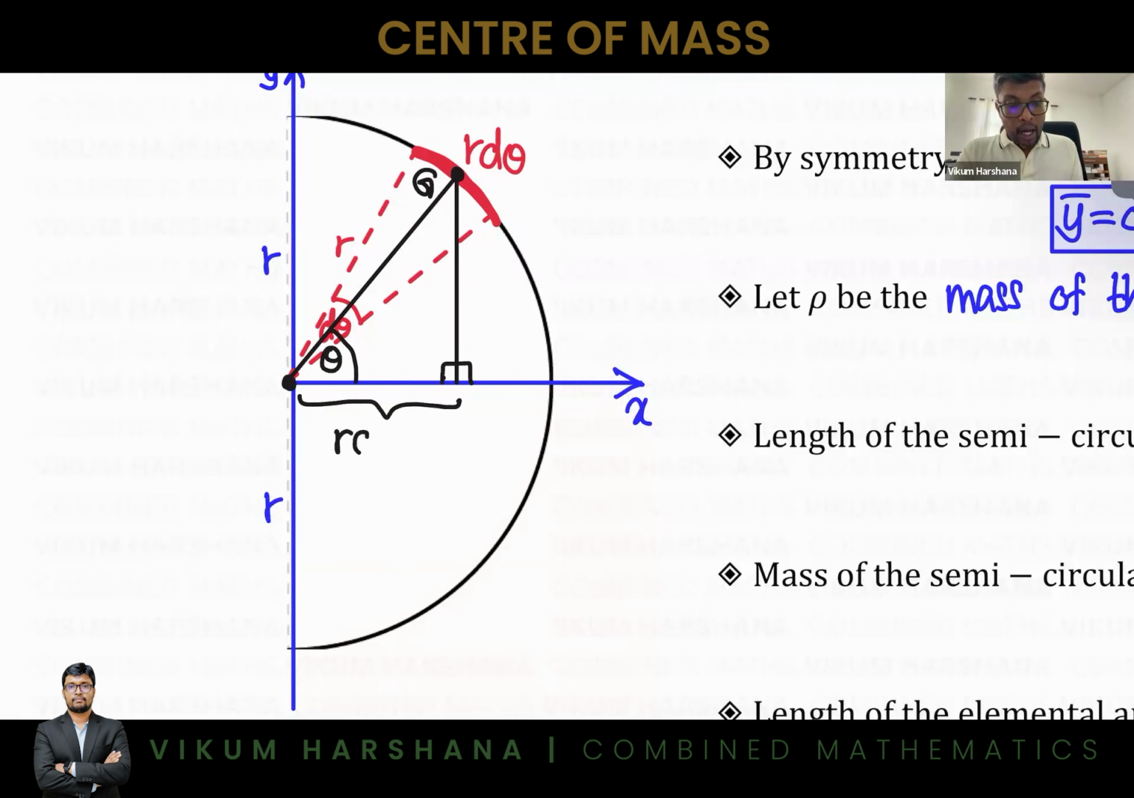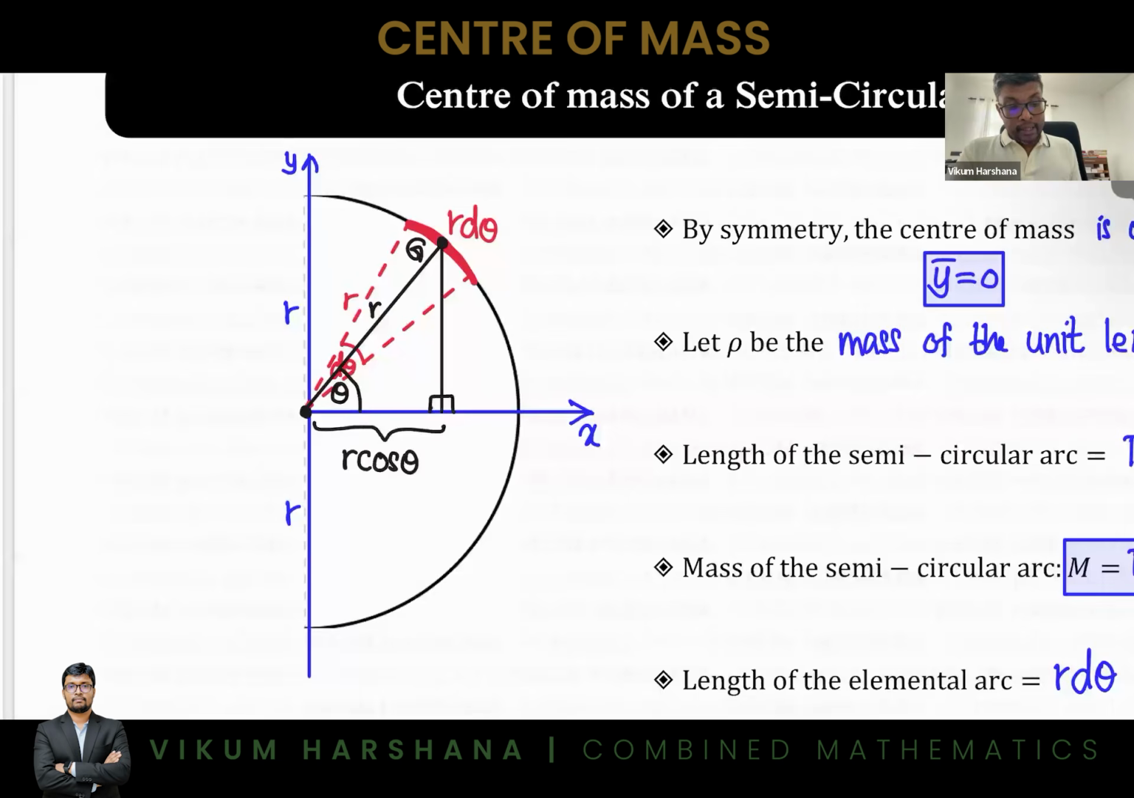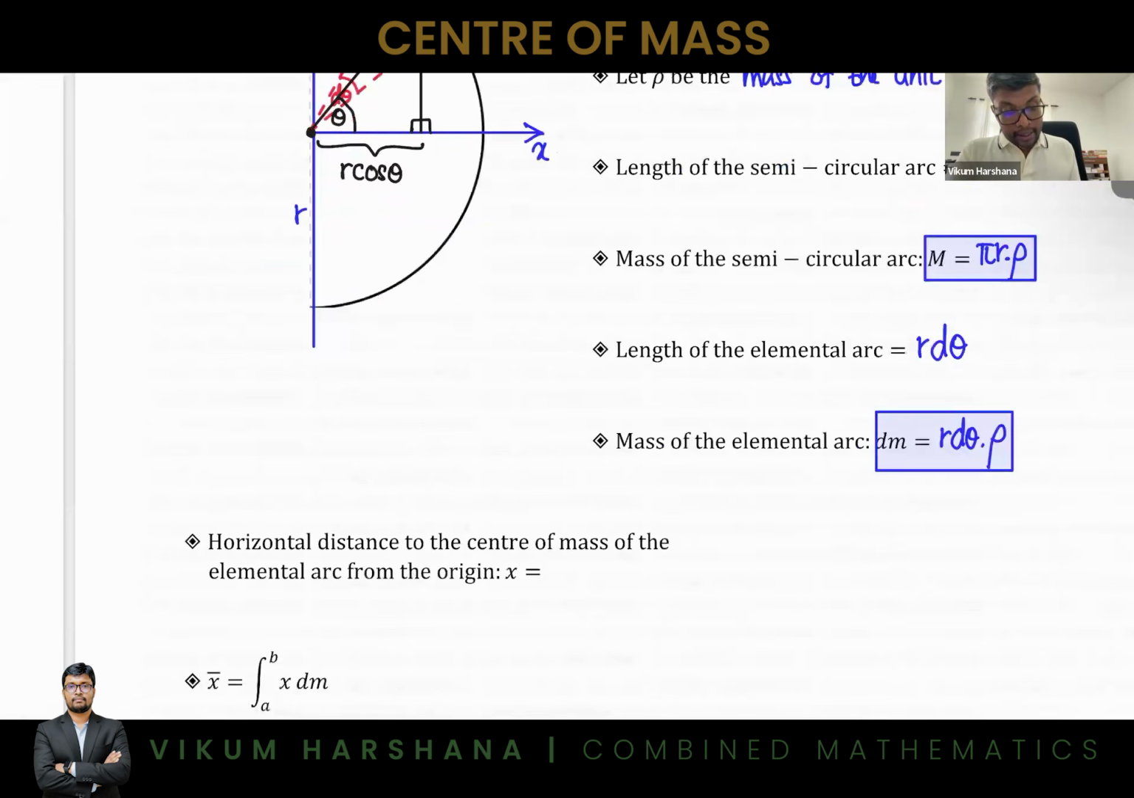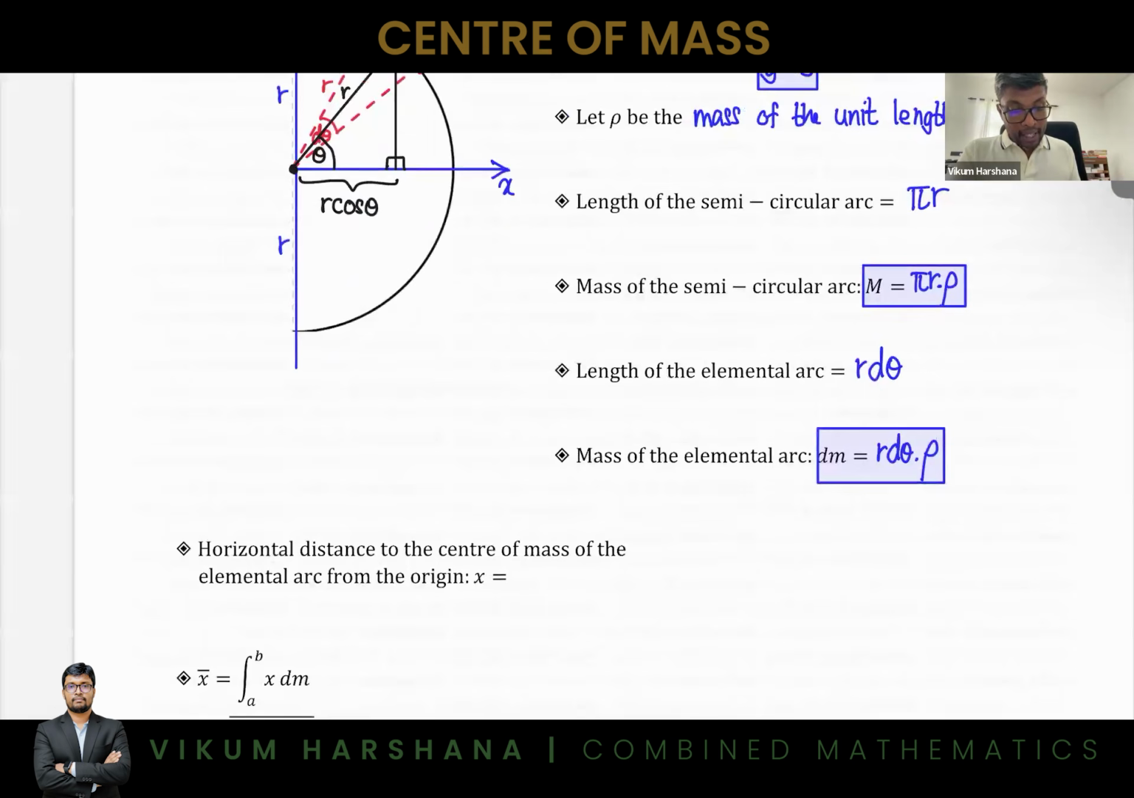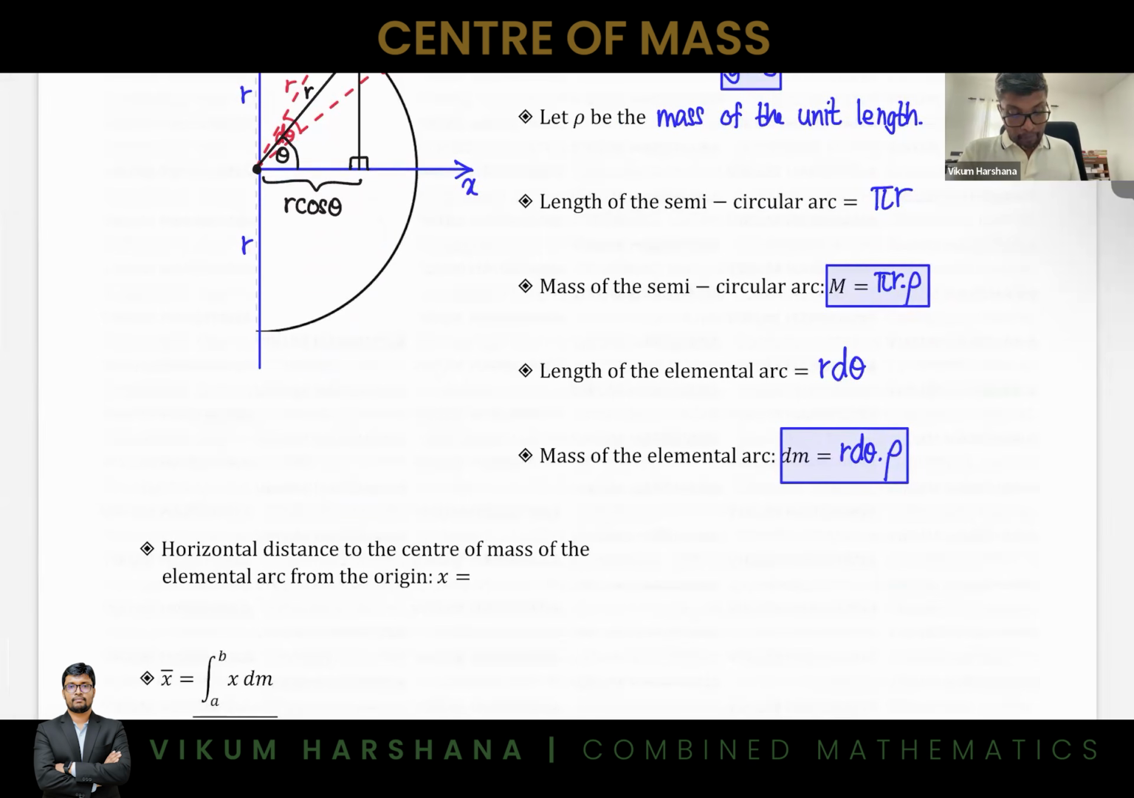So this is going to be r cos theta, because why? This is also going to be r. So that is r cos theta. Now that's it. So that's the horizontal distance to the center of mass of the elemental arc from the origin. So let's take r cos theta here. Done. So now we have capital M, dm, and x. That's it. Now let's go to the definition.